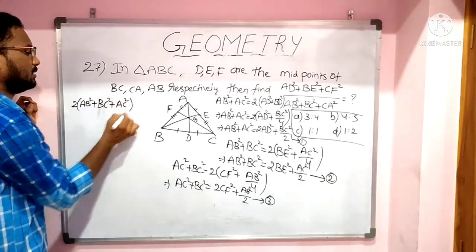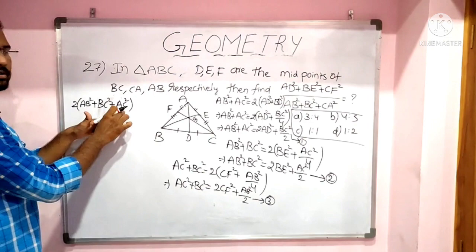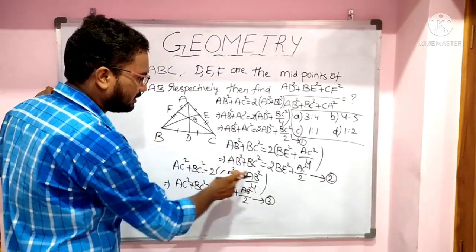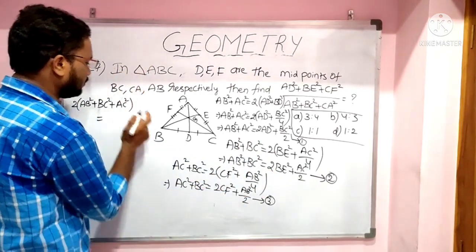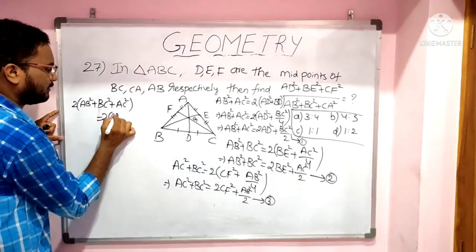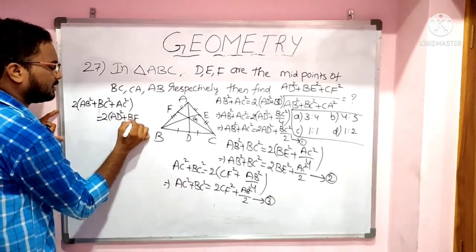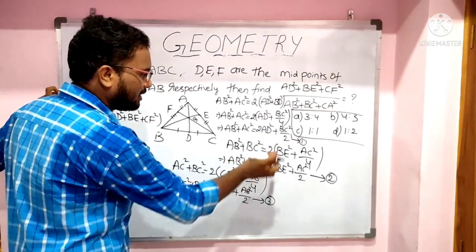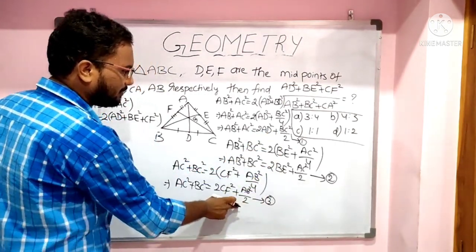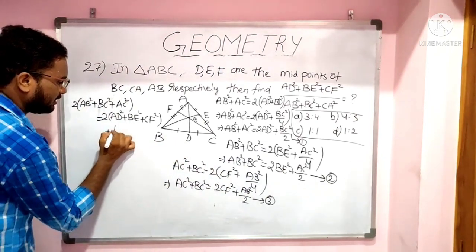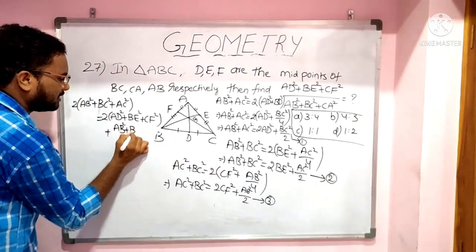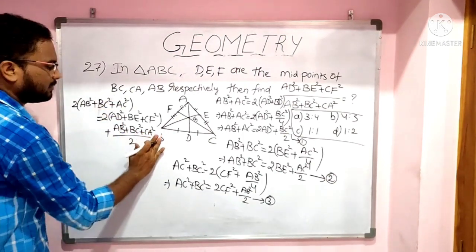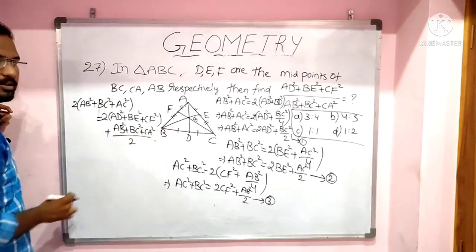So 2 into (AB square plus BC square plus AC square) equal to, on the right hand side, 2AD square, 2BE square, 2CF square. So 2 into (AD square plus BE square plus CF square). And then the other one, BC square by 2 plus AC square by 2 plus AB square by 2. So we can write it as plus (AB square plus BC square plus CA square) by 2.